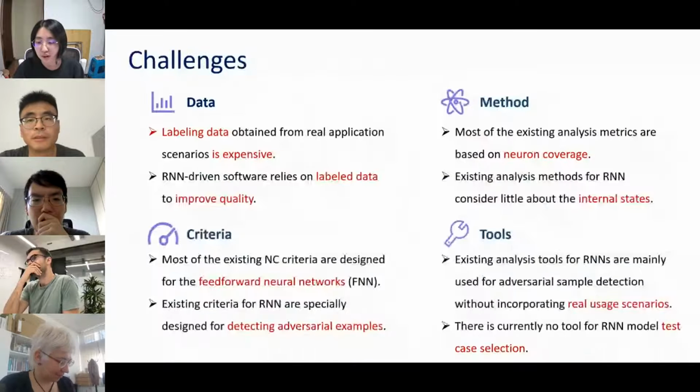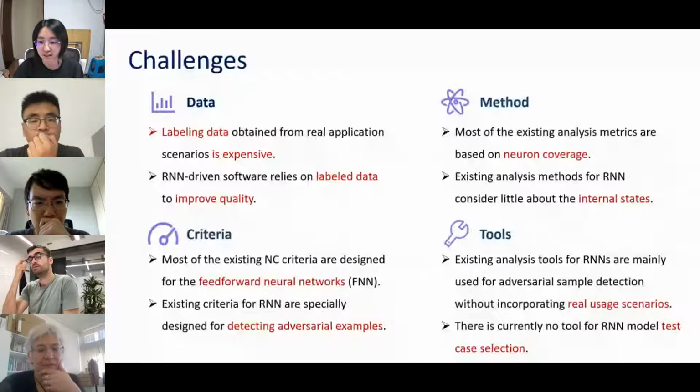Now, let me summarize the challenges we are trying to solve. The first is why we need to select test data. Because the testing and optimization of RNN models rely on labeled data, and the cost of collecting and labeling data from real applications is high. On the other hand, the existing test case selection techniques are rarely applicable to RNN models, and the analysis methods of RNN models are often aimed at adversarial sample detection, which may have limitations in real-world applications.